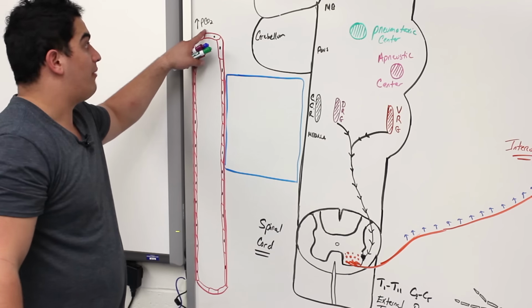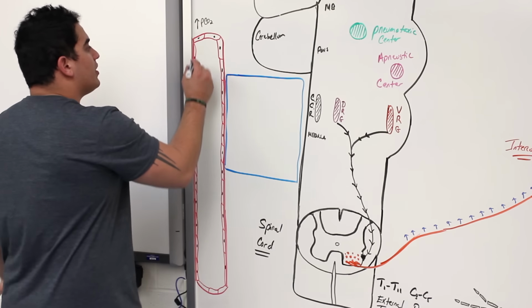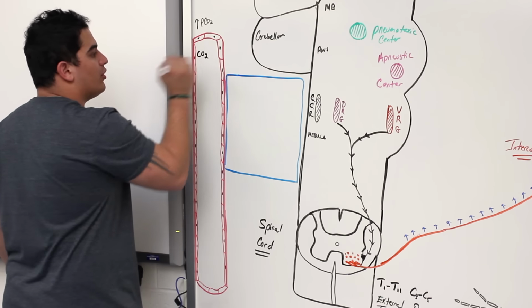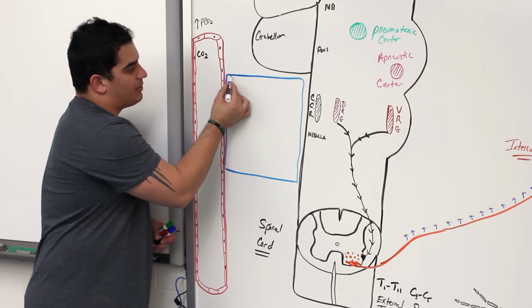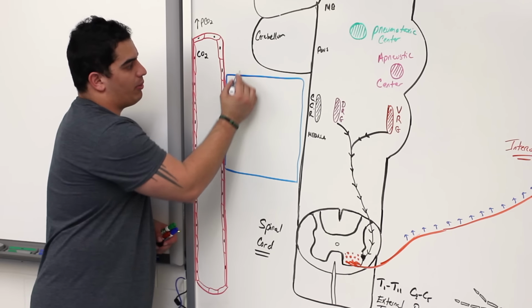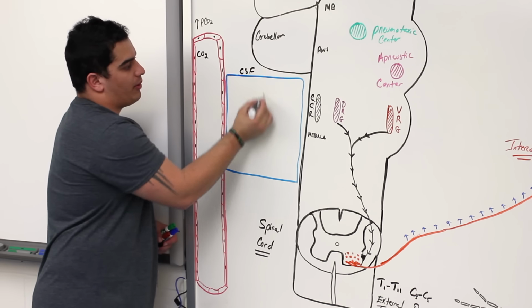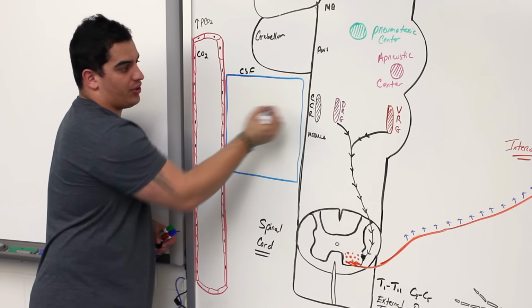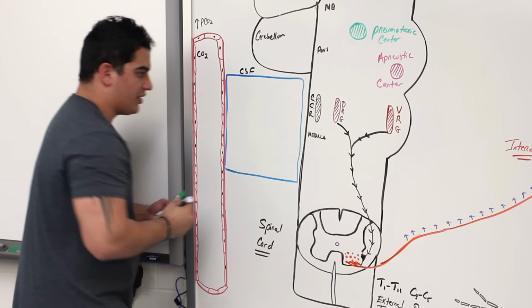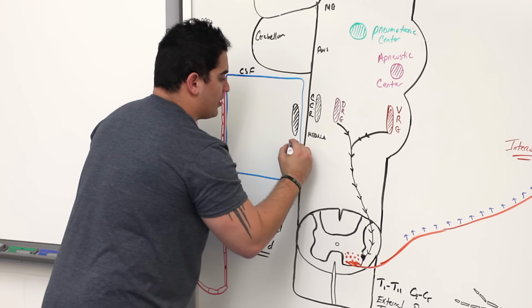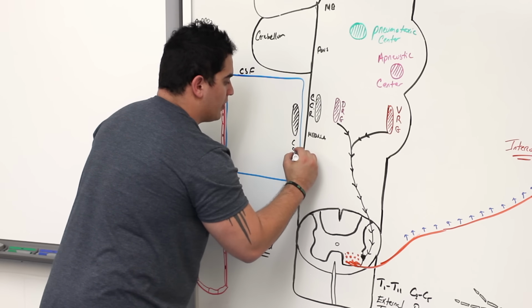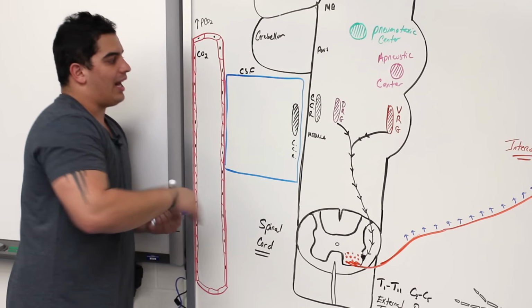So what does that mean? That you have more CO2 in the blood. If there are excessively large amounts of CO2 in the blood, what does that mean? Let's say this is the cerebrospinal fluid, and this is where your neurons are. This is where the central chemoreceptors are. Right over here is my central chemoreceptors, and I want to stimulate them.